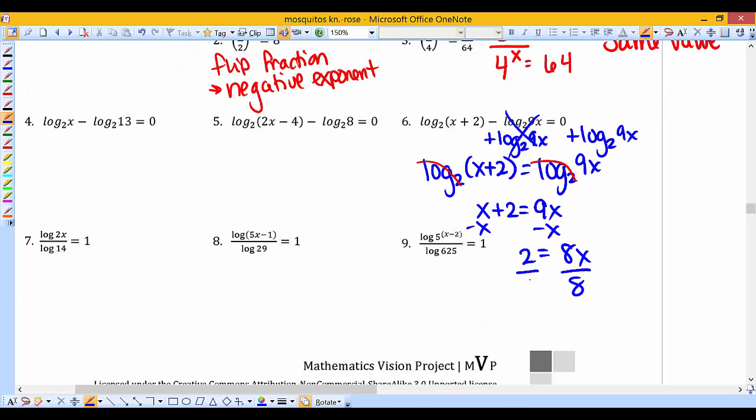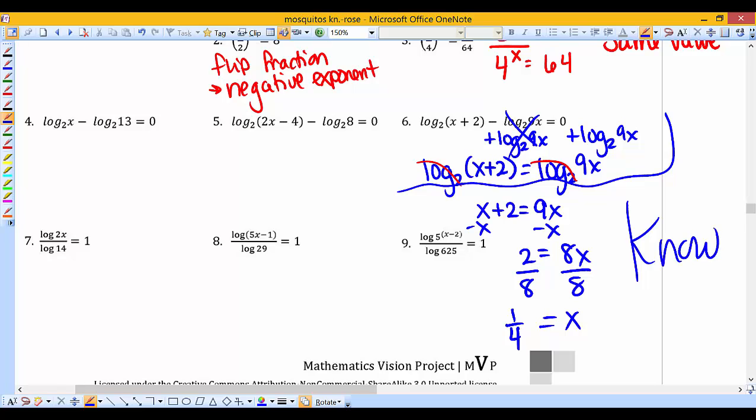Divide by 8. And x equals 1/4. So I simplified the 2 8s. It's pretty simple stuff, guys. Once you get your logs to cancel, you're just dealing with a basic equation. So if you're struggling, hopefully the goal is that you get to this point because you should already know the rest of it. You should know how to solve an equation.